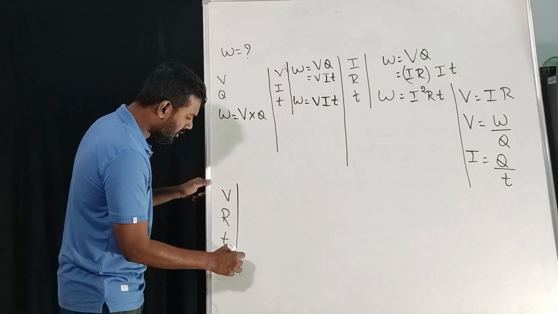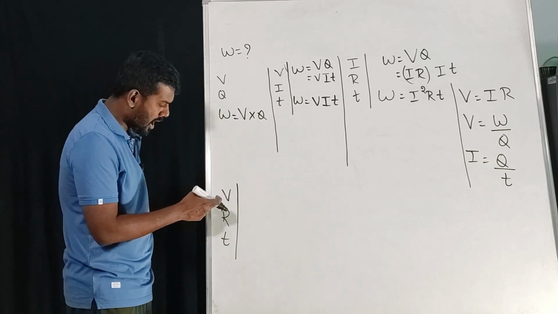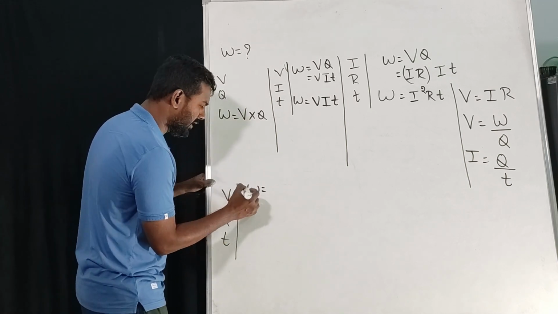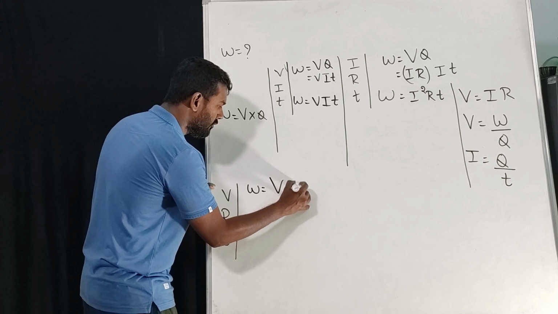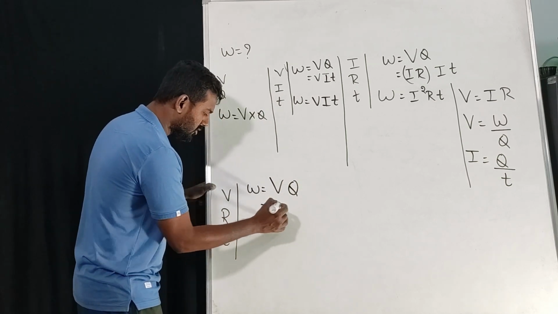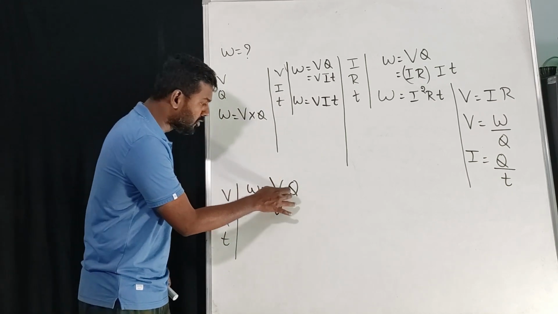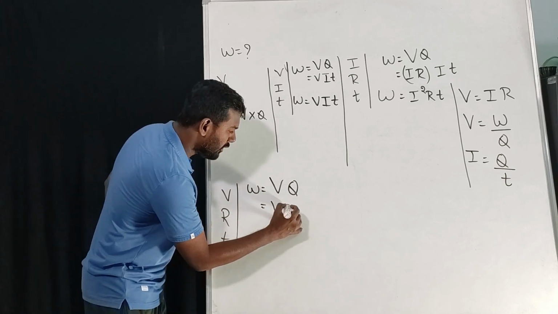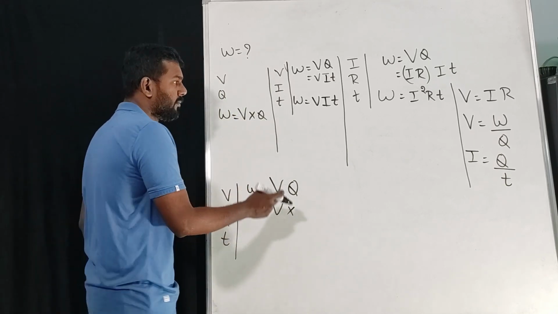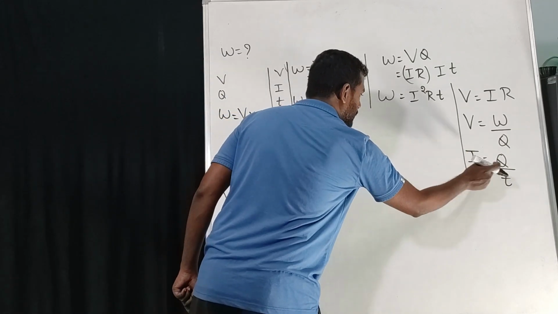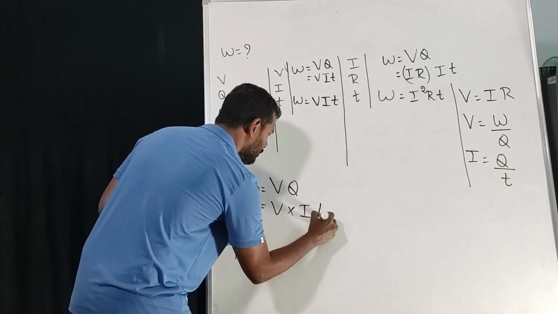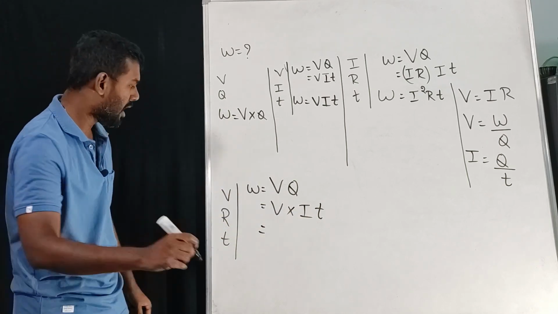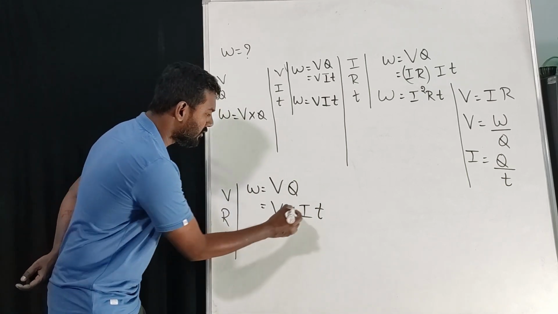Then if the value of I is not given, and R and T are given, listen, to find work done, what is the basic formula? V into Q. V is given, so write it directly. See here, the Q value is not given. How can we find the value of Q? The only way to find the value of Q will be I into T. Here T is given, but I is not given. So how to find the value of I?